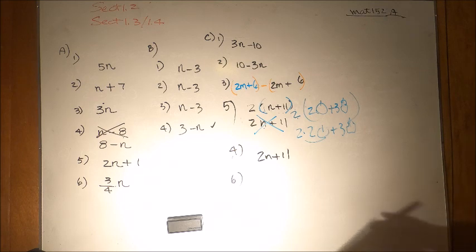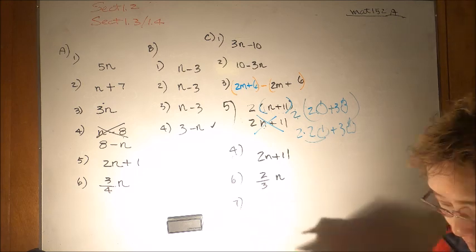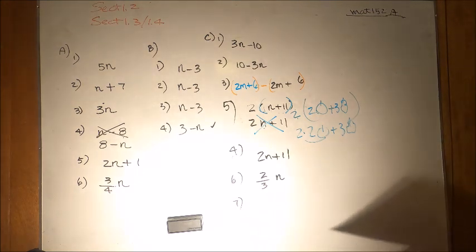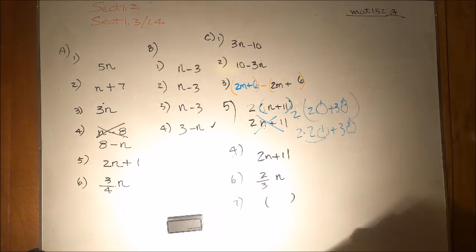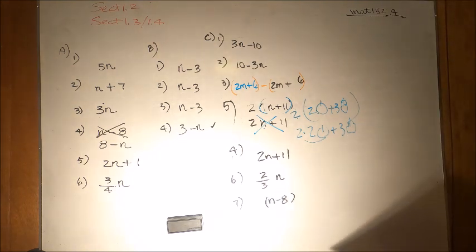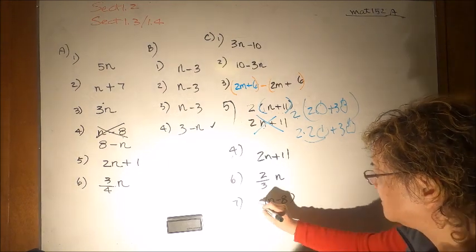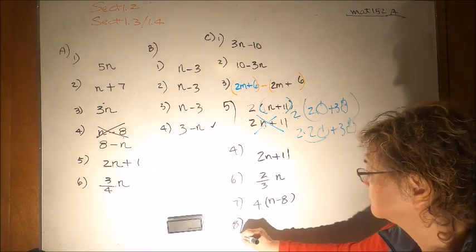Next one, 2/3 of a number. We say of means what? You do multiplication. So 2/3 of a number, you just multiply them. Next one, 4 times the difference of a number and 8. 4 times what? The difference. So you have to do the difference first, a number and 8. Then 4 times of it. So you have to multiply 4 times the whole thing. So you need to have parentheses around it.